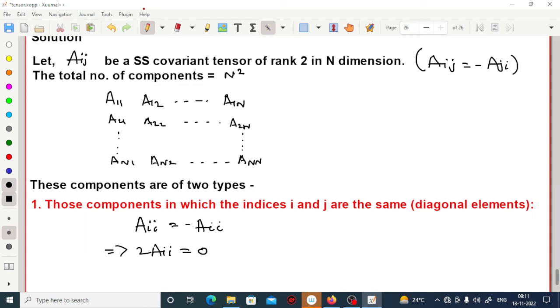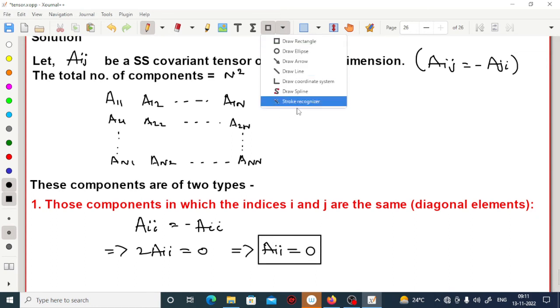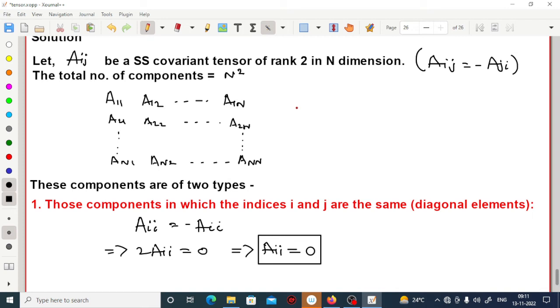turns out to be 0. So 2 times aii যদি 0 হয় তাহলে what is your aii? So definitely your aii is 0, right? So you see that your diagonal elements turn out to be 0 in this particular case. এই কেসে কিন্তু diagonal element 0 হয়ে যায়। So you see that the diagonal elements are no longer independent.